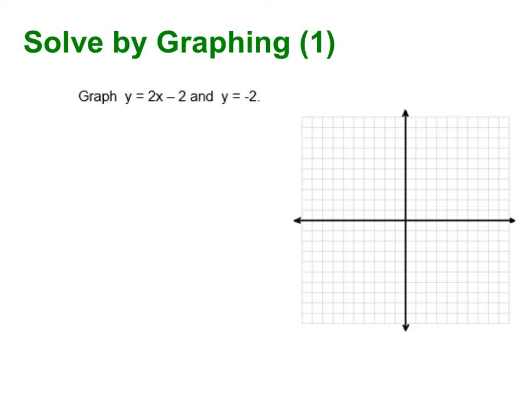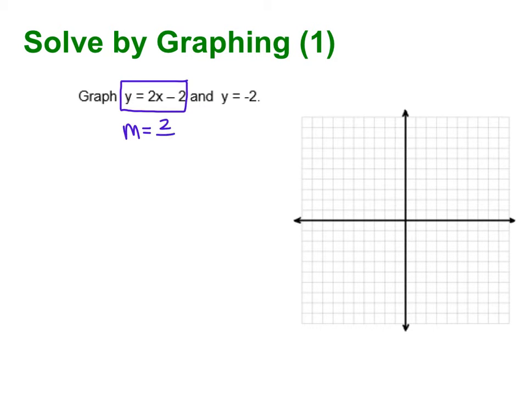All right, we're going to solve this system of equations by graphing, which means we're going to graph our first line and then graph our second line. So our first line, y equals 2x minus 2. That's in slope-intercept form, which is perfect. That means we know our slope. It's that number in front of the x.